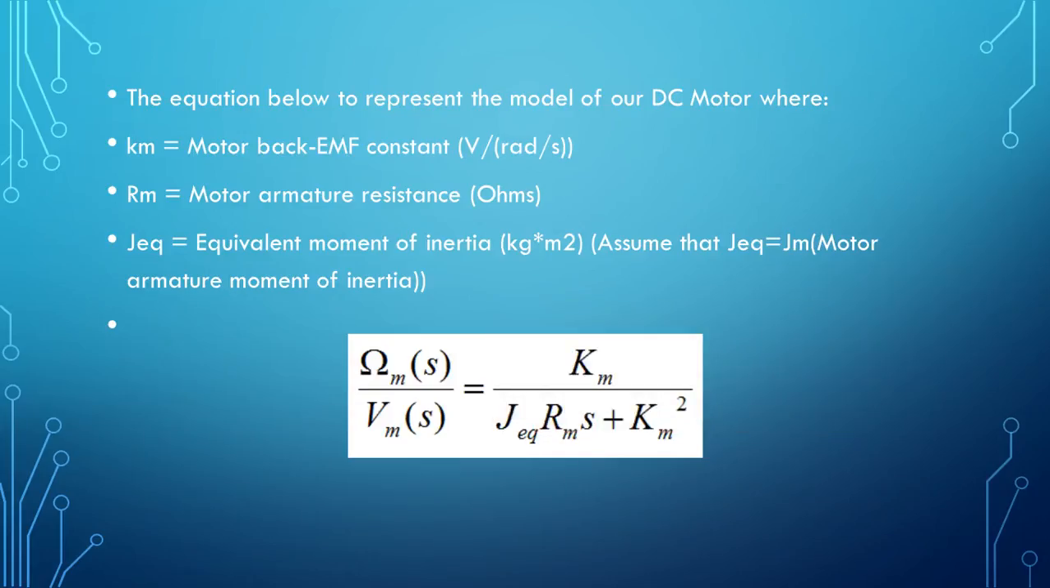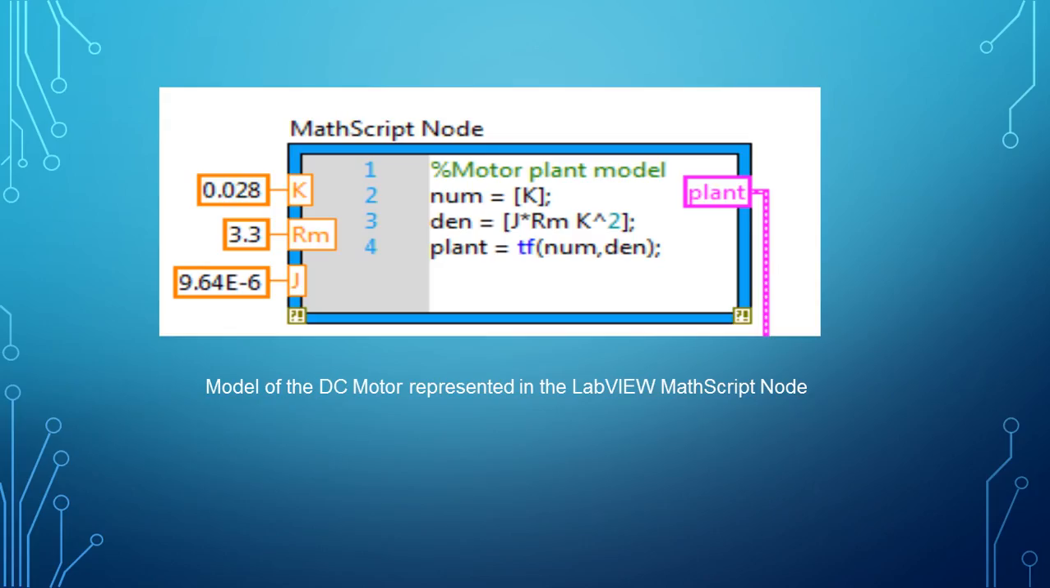The equation is given below to represent the model of our DC motor, where Km is equal to motor back EMF constant, Rm is equal to motor armature resistance, and J equivalent is equal to equivalent moment of inertia. Assume that J equivalent is equal to Jm, the motor armature moment of inertia. Omega m by Vm is equal to Km by (J equivalent Rm s plus Km squared). This is the MathScript we are using here for the DC motor control.